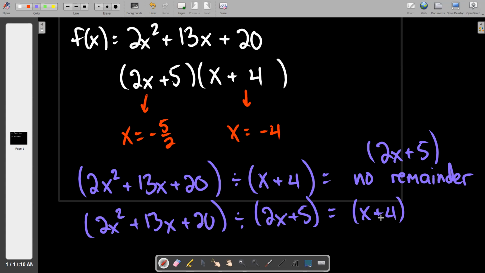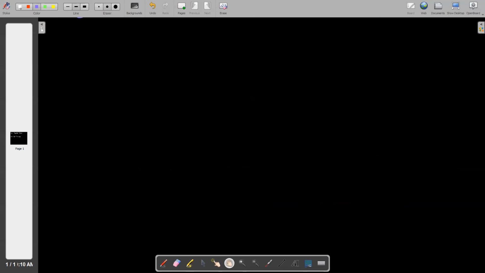So the question today becomes, how can I take a polynomial and divide it by another polynomial? Let me give you another example. I'm just going to pull one off of something old. Here's a nice thing here.